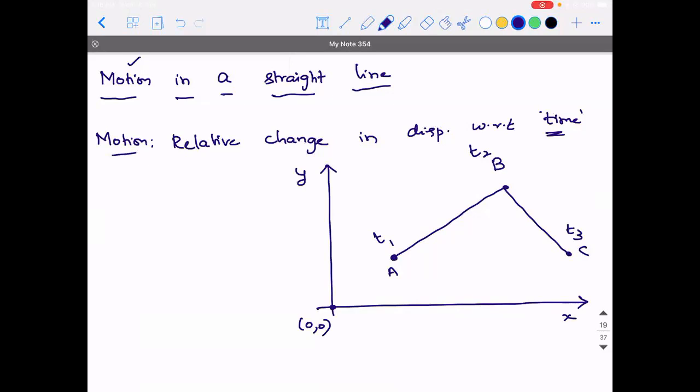Okay. So with respect to origin, is it possible for you to define the position of this person? So if I call this distance as x1 and this distance as y1, you can say that the position of this person is x1, y1.